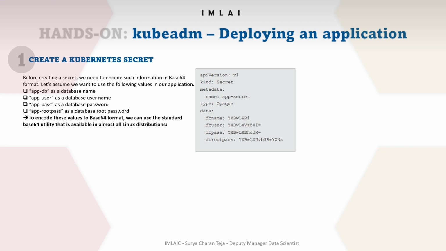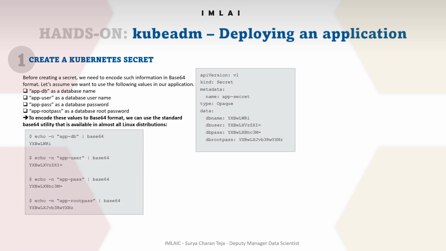For base64 format encoding, this is how we do it. We have done it. We have taken a lot of examples. However, see, app db is one password, app user is another password, app pass is another password, app root pass is another password, and all were encoded to base64 using these commands: echo with option n, and then mention the string, and pipe it with base64, and the password mentioned as a string will be encoded.